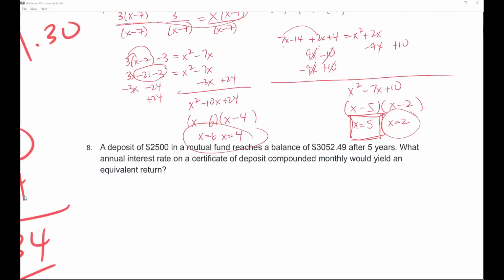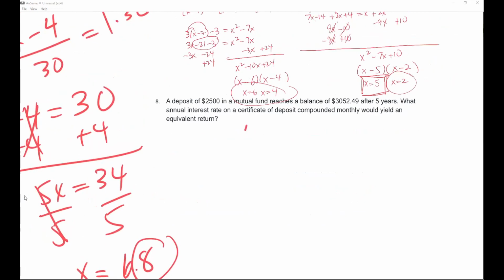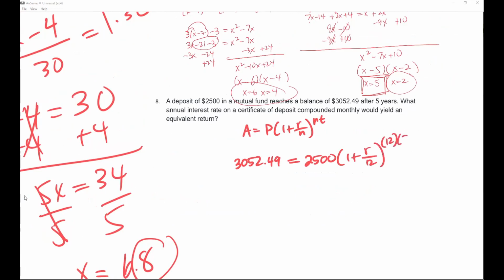Last but not least, if you did this problem number 8, this is A is equal to P times 1 plus r over n to the nt power. A is the amount, which is 3052.49, is equal to 2500 times 1 plus r over 12 to the 12 times 5 power. Now, how did I get 12? Because that's monthly, right? That's the number of times it's compounded.